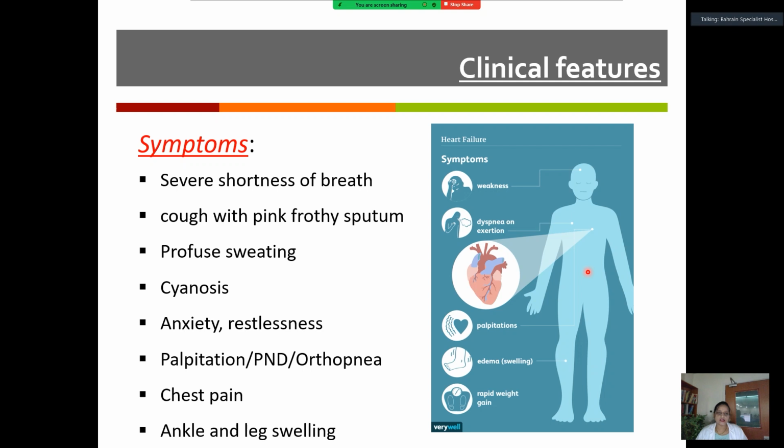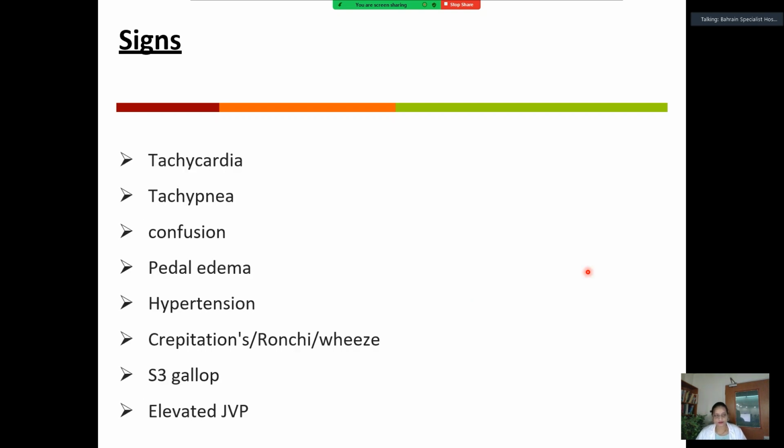Coming to the symptoms, the patient will have severe shortness of breath, cough with pink frothy sputum, profuse sweating, cyanosis, anxiety, restlessness, palpitation, paroxysmal nocturnal dyspnea, orthopnea, chest pain, ankle and leg swelling. Signs: tachycardia, tachypnea, confusion, pedal edema, hypertension, crepitations, rhonchi, wheeze, S3 gallop, elevated JVP.